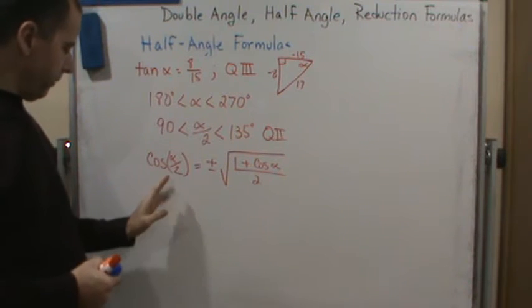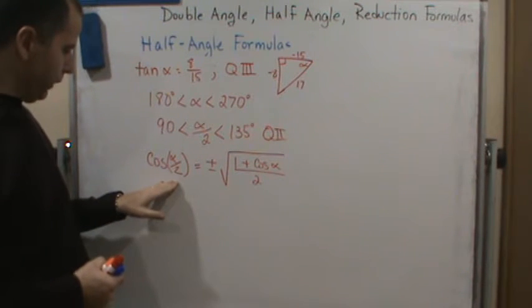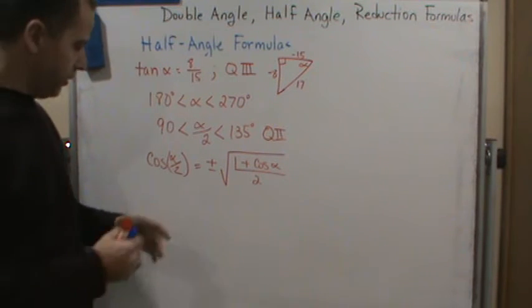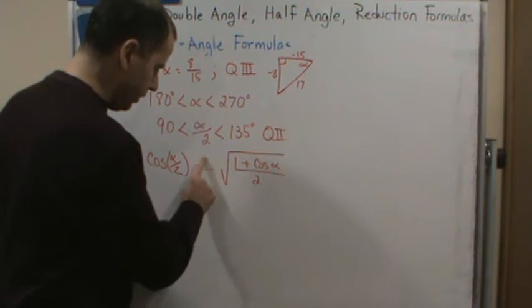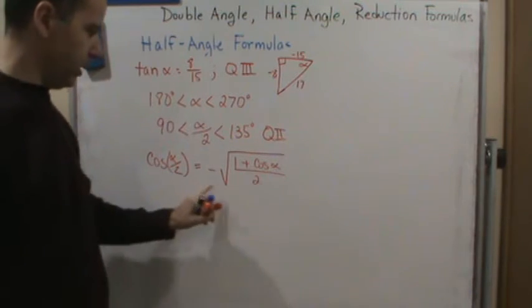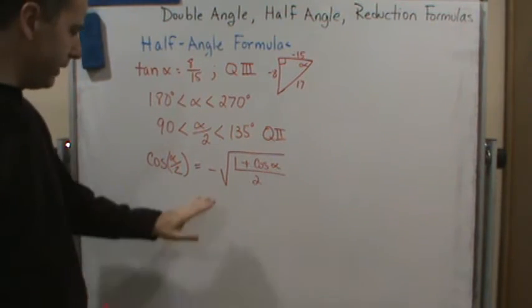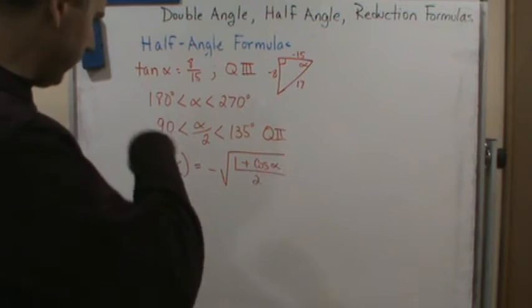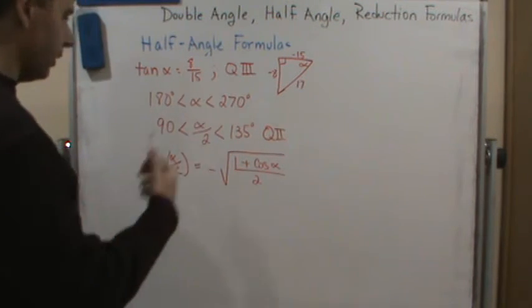Okay? So now, based on this, we know in the second quadrant cosine is negative. So again, I'm just gonna get rid of the plus sign. So I'm gonna go on with knowing that this is going to be a negative value. Okay? Now, let's move on.